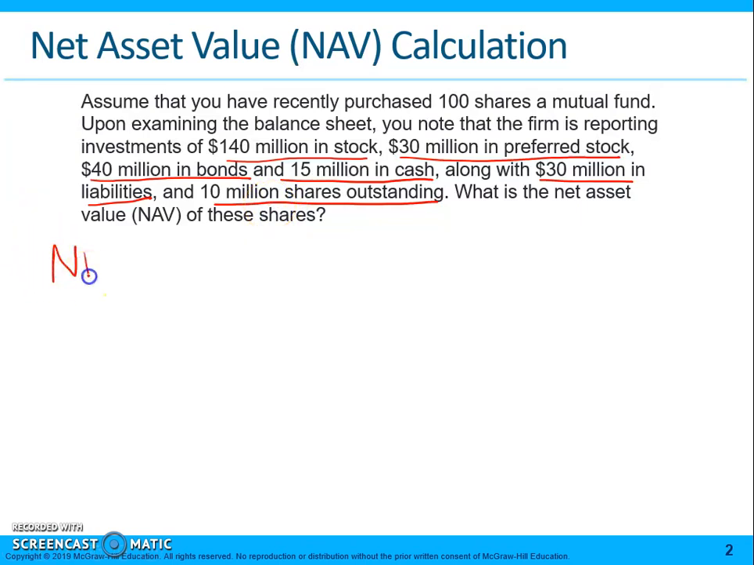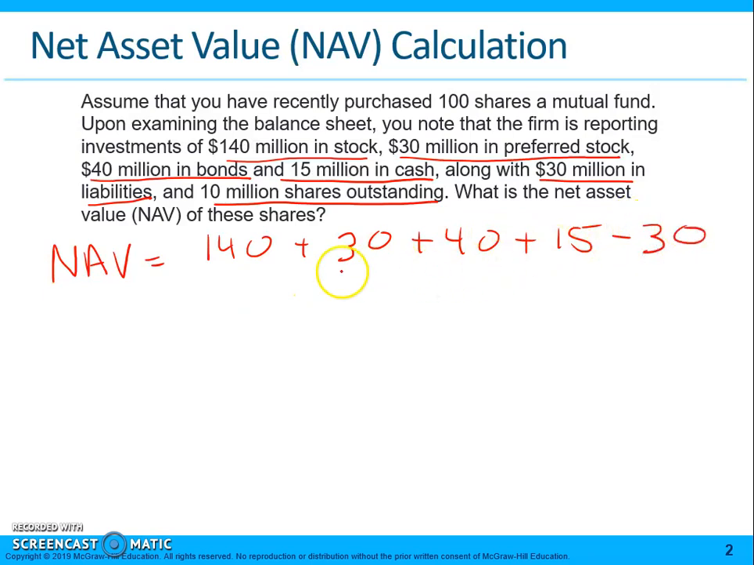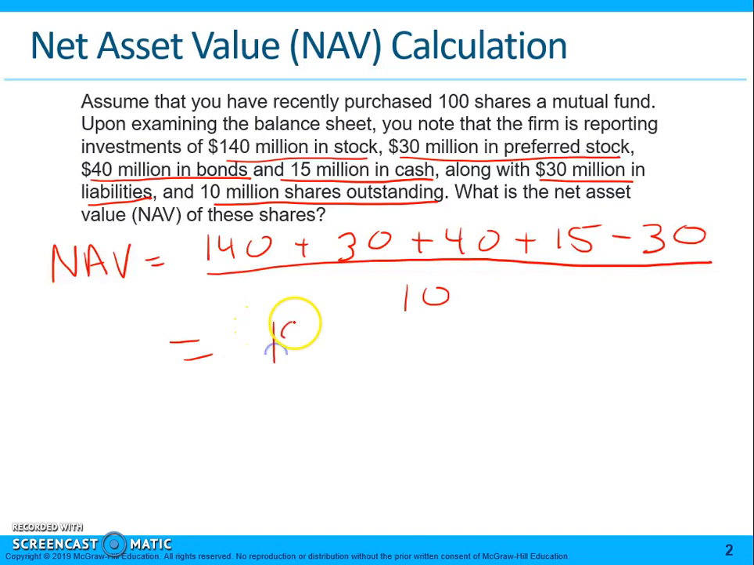So the NAV is equal to the 140 million of stock, the 30 million of preferred stock, the 40 million in bonds, 15 million in cash, minus the 30 million in liabilities, all that divided by the 10 million in shares outstanding, and we should get 19.50. That is a net asset value of $19.50.